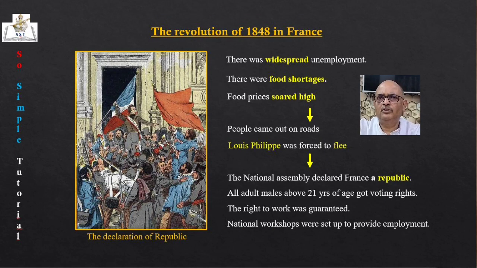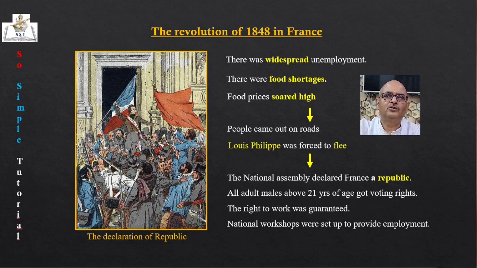Let me come to the revolution of 1848 in France. In 1848, the situation took a turn for the worst in France. There was widespread unemployment. Employment opportunities were slow to develop because of the emergence and spread of machine-made goods. There were food shortages and food prices soared high. So the people of Paris came out on the roads.